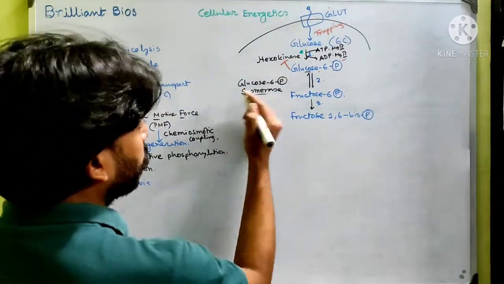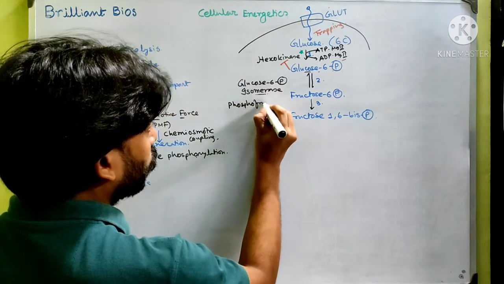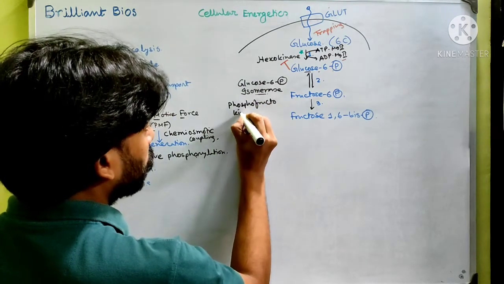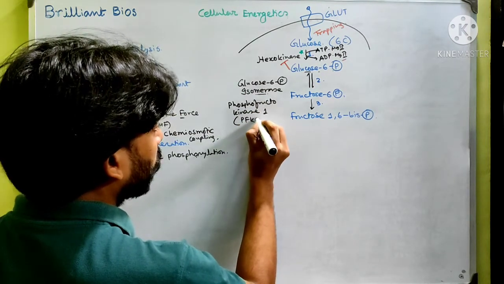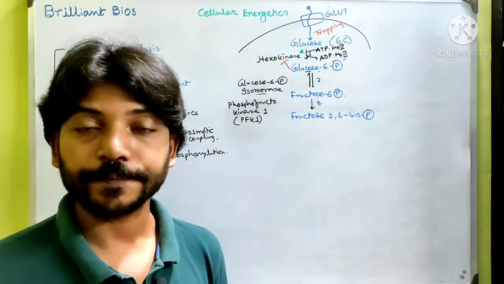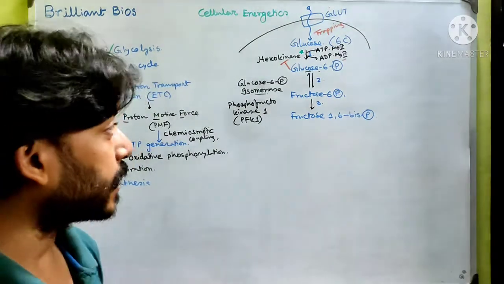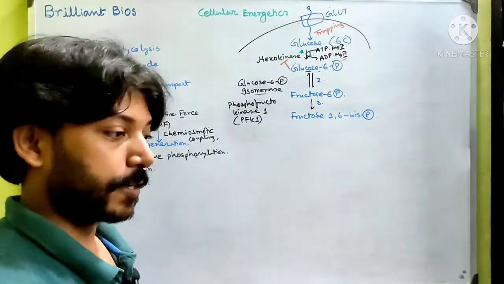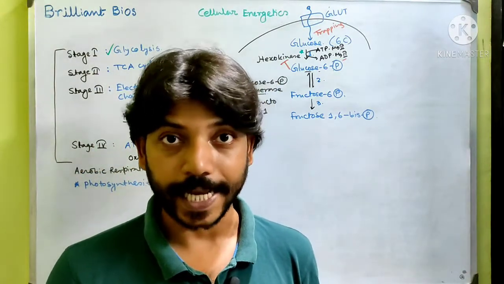enzyme that plays a role is called Phosphofructokinase1. In short, you can remember PFK1, Phosphofructokinase1. This enzyme performs this function. But as I have mentioned in my first video, there are 10 enzymes responsible for glycolysis. So there are basically 10 steps.